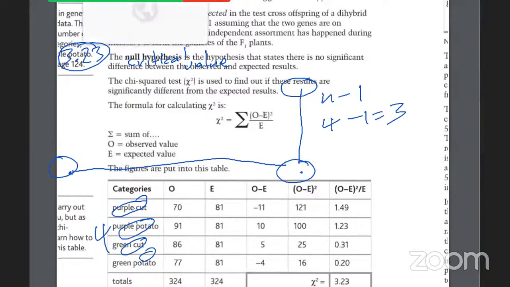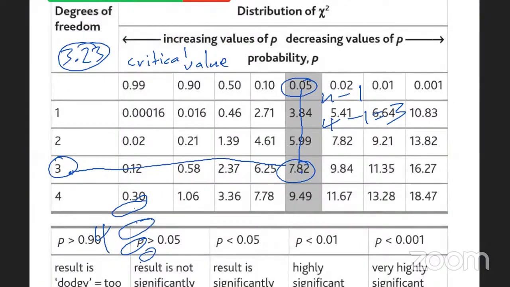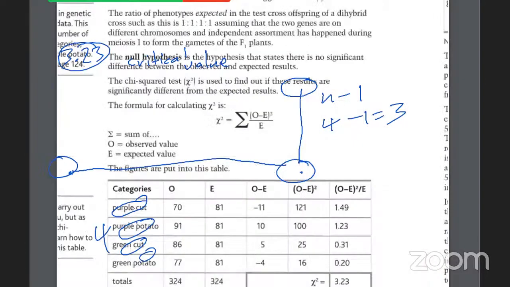Sir, question. What if they leave the expected value column blank? How would you work that out? Right, it will be blank. All right, so the expected, as I was telling you, is based on your cross.